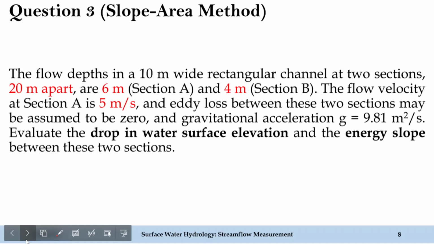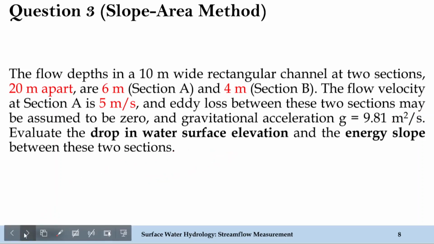The flow depths in a 10 meter wide rectangular channel at two sections 20 meter apart are 6 meters, that is section A, and 4 meter, that is section B. The flow velocity at section A is 5 meter per second and eddy loss between these two sections may be assumed to be 0 and gravitational acceleration G as 9.81 meter per second square. Okay, apologies for this mistake. Evaluate the drop in water surface elevation and the energy slope between these two sections.